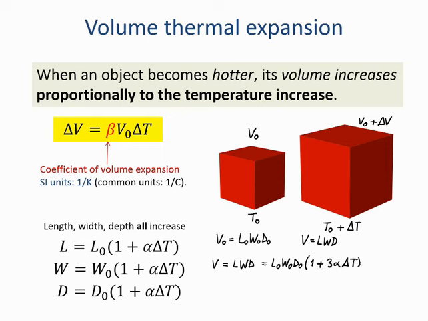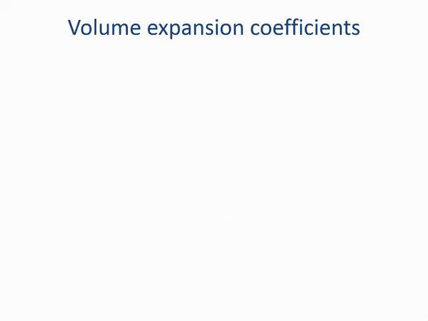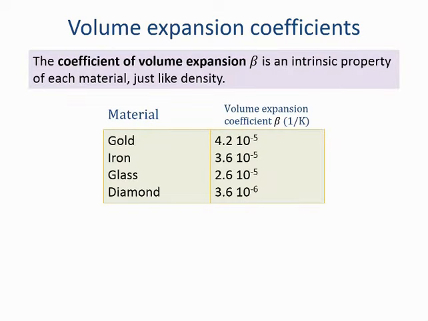The higher order terms involving squares of delta T and cubes of delta T would be much smaller than the linear term in delta T, so we actually neglected them. That means that the coefficient beta of volume expansion is nothing but 3 times the coefficient of linear expansion. In other words, the 3 dimensions independently lengthen, each one with a coefficient alpha for that material. And in fact, we can check a table for volume expansion coefficients, and you can see that those numbers are exactly 3 times the values given in the previous table.